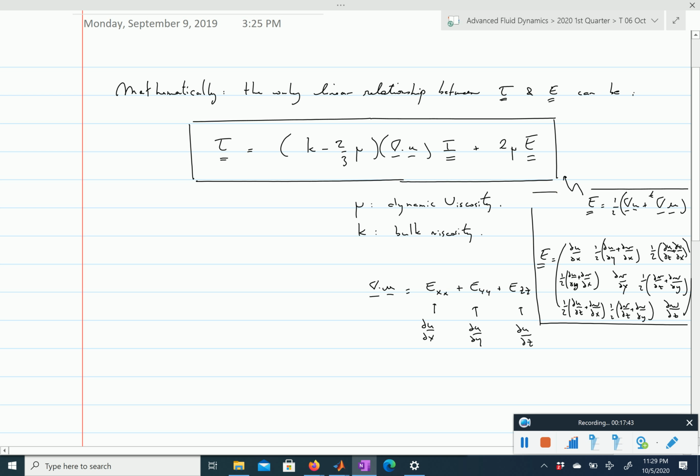And this is only valid in Cartesian coordinates. If ever you needed the rate of strain tensor in polar, cylindrical or spherical coordinates, then you would have to look inside of your Kundu book. Right, so just note that the divergence of U is equal to this sum, which, if you remember your definition, is the trace of the tensor E. So this is the trace of E.